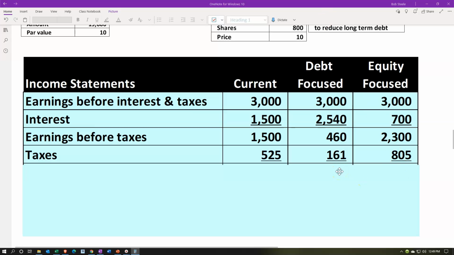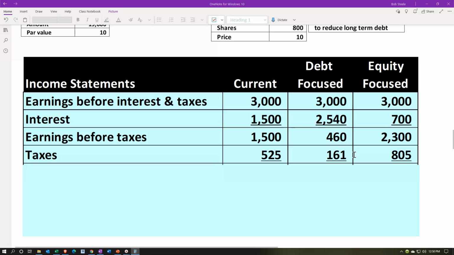Why? Because on the debt plan, we had to pay interest, which was really not fun. We don't like that. But at least we get to deduct it for taxes. And then it's just a matter of who you like paying. We have to pay the bank more, but we don't have to pay the government as much.